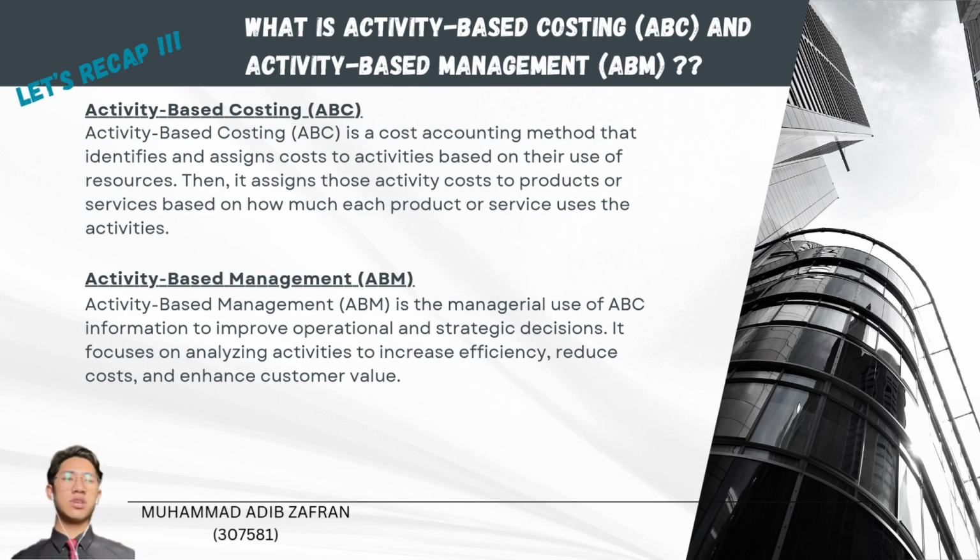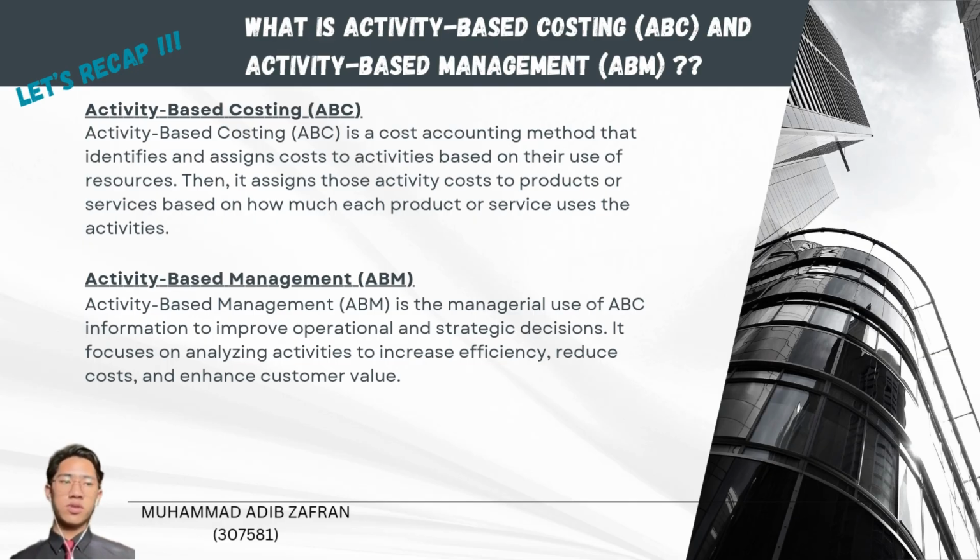Okay, let's move to ABC first. What is ABC? ABC is activity-based costing. It's a cost accounting method that identifies and assigns costs to activities based on their use of resources. Then it assigns those activity costs to products or services based on how much each product or service used the activity. Activity-based costing is a cost methodology developed by Kaplan and Cooper in the late 1980s. Instead of assigning overhead costs based on labor hours or machine time, ABC tracks the actual activities that consume resources and assigns costs based on usage. This allows for more precise cost attribution, especially in complex or automated environments.